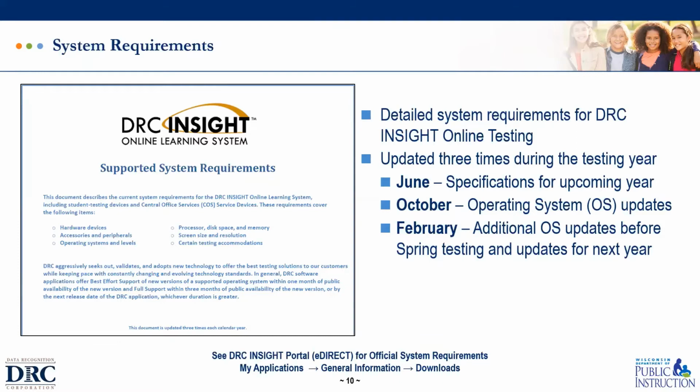At that time, we also talk about what operating systems are supported and anything we see coming down the road. We updated it at the end of October, and we'll do another update in February before testing, just as new information comes in around operating systems. For example, when iPad OS came out, we talked about where we were on supporting that in October. That was not discussed in June because it wasn't available. Those are the kinds of things you will see in the October and February updates.